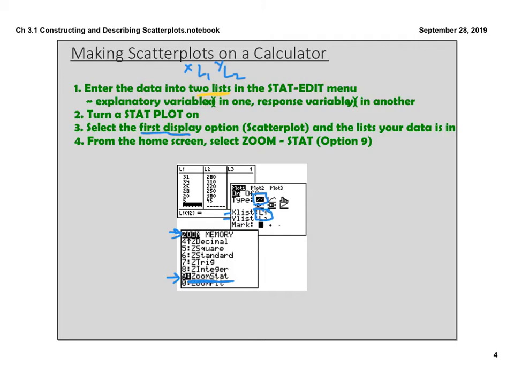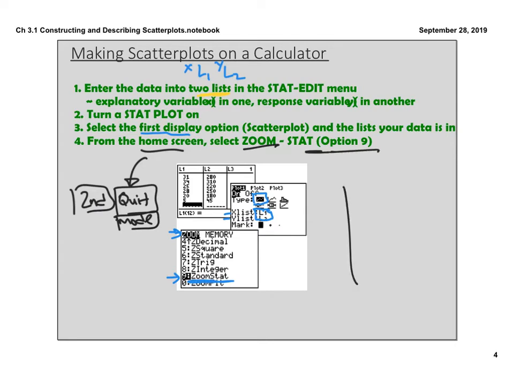That you see on your graph. So from the home screen, in case you forgot how to get to your home screen, you can go second and then quit, which is the button right next to second. It's above the mode button. So second quit takes you to your home screen, and then you can hit zoom and then option 9, and it's going to show you your graph. There they are.